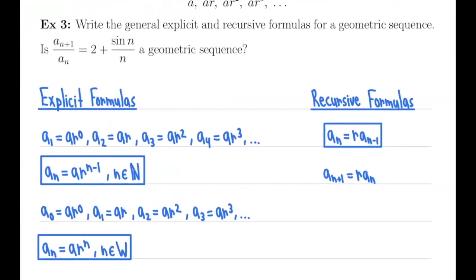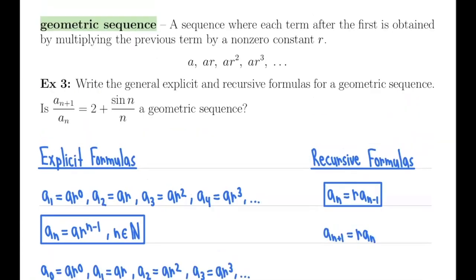Okay, and the last part of the question is: is a sub n plus 1 divided by a sub n equals 2 plus sine of n over n a geometric sequence? So does anyone have any idea how you'd go about this problem? Well, it has to have r being a non-zero constant. Yes. Very good point. Okay, that's a very good point.